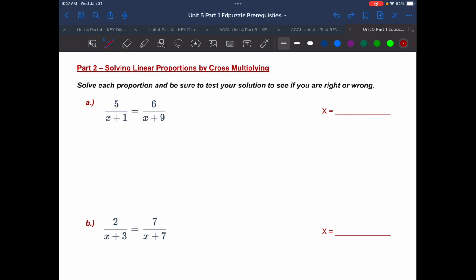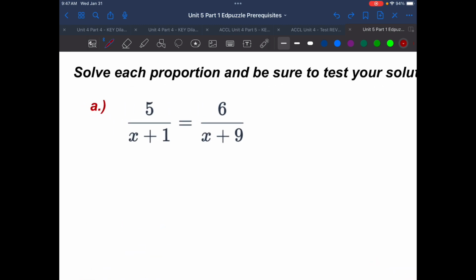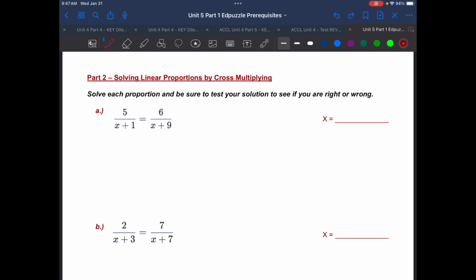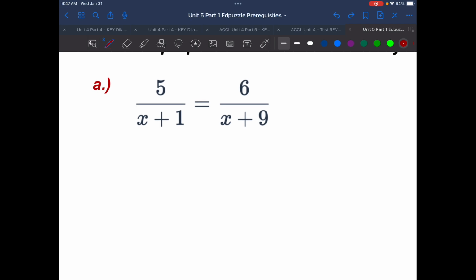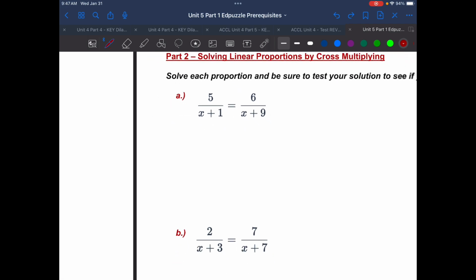We have a proportion. Why is this a proportion? Well, because it's one fraction set equal to another. Okay, so how do we solve proportions? We're going to solve proportions by cross multiplying. Now, there's a couple extra steps in these examples. So we're going to do part A together, and then I'm going to ask you guys to try part B below.